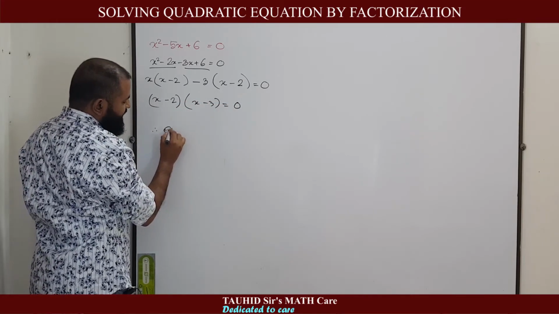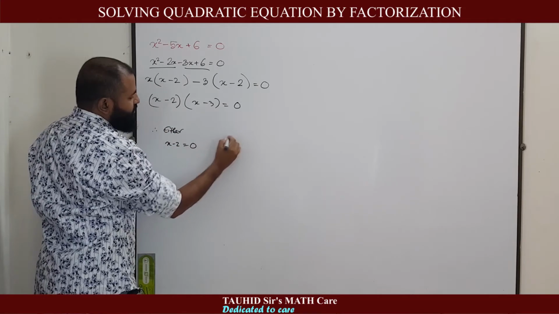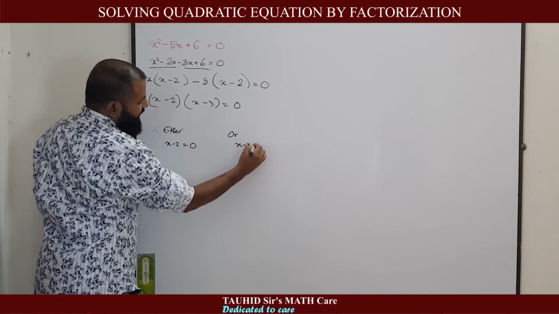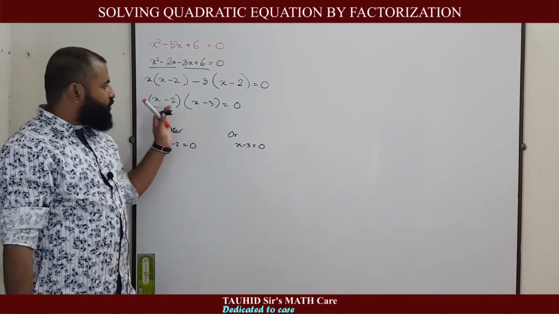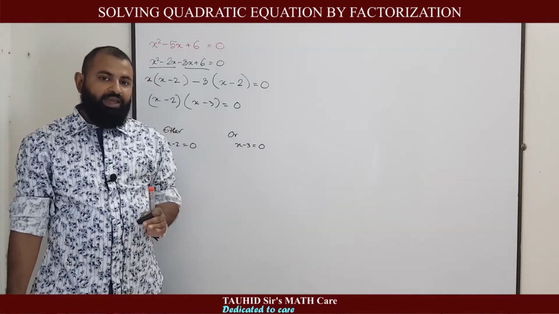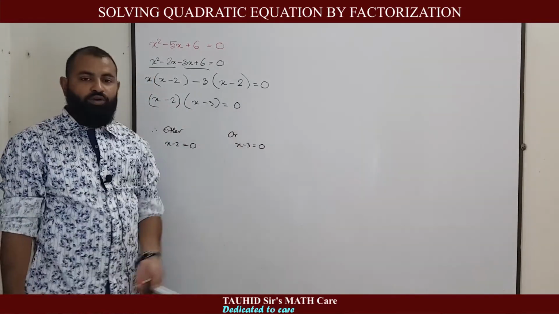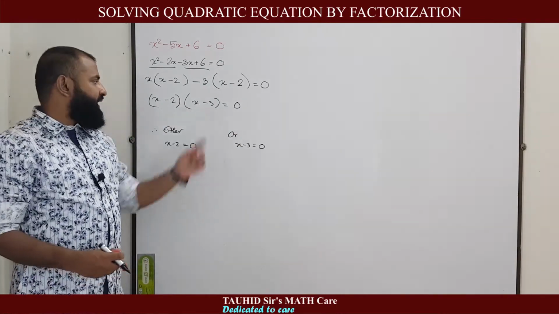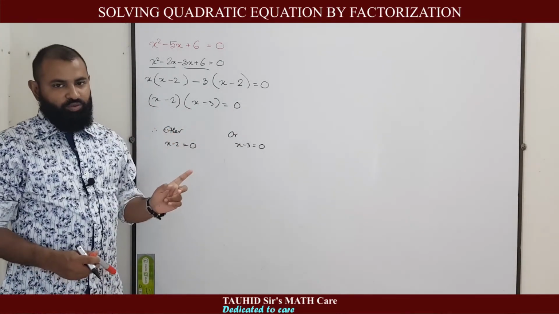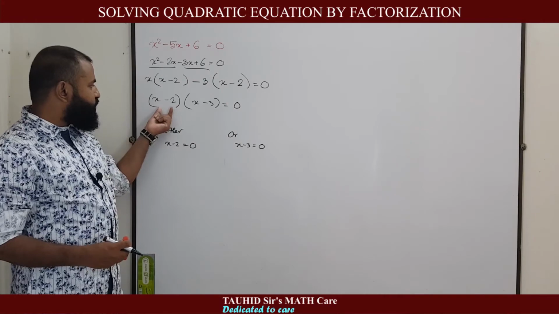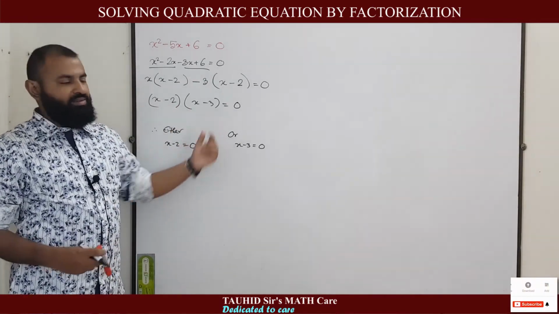Therefore, either x minus 2 equal to 0 or x minus 3 equal to 0. Why? When two factors are multiplied and their resultant is 0, then at least one of them is 0. So either this one is 0 or this one is 0.